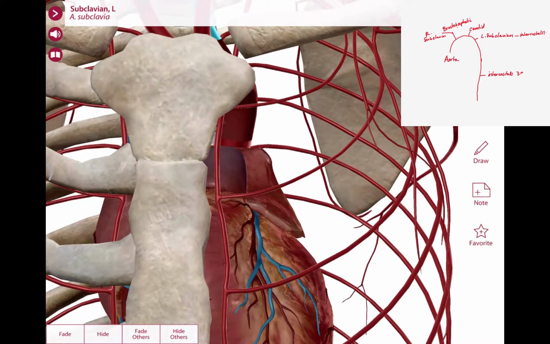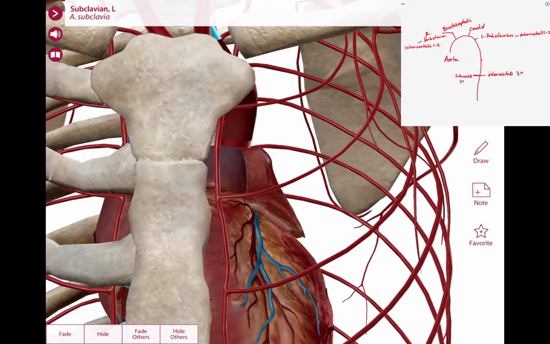And what these guys are going to do is they're going to serve those muscles that are involved in breathing in and breathing out. So those muscles that are between your ribs that are lifting those ribs up and out. And they're also going to serve the other muscles that are located around your chest that are involved in movements of your thorax.